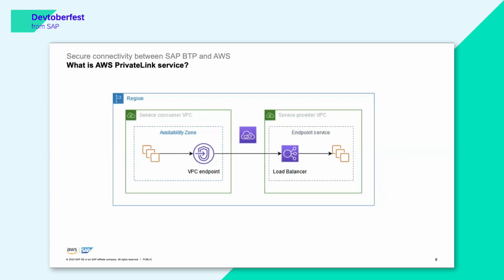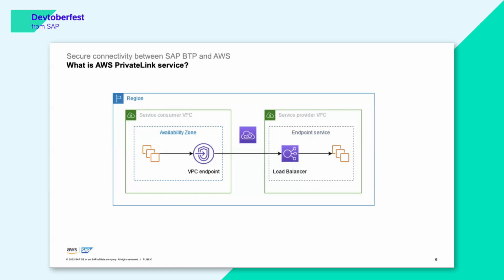So what is AWS Private Link service? A service provider creates an endpoint service to make their service available in a region. A service provider must specify a load balancer when creating an endpoint service. The load balancer receives requests from a service consumer and then routes them to this service.